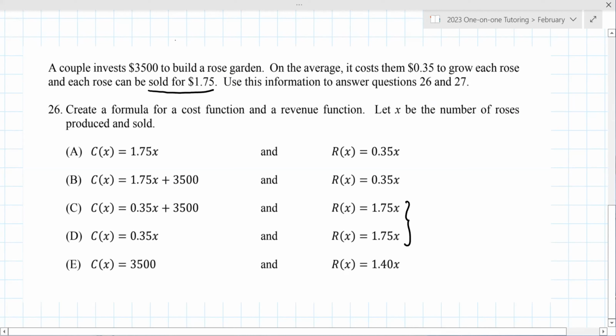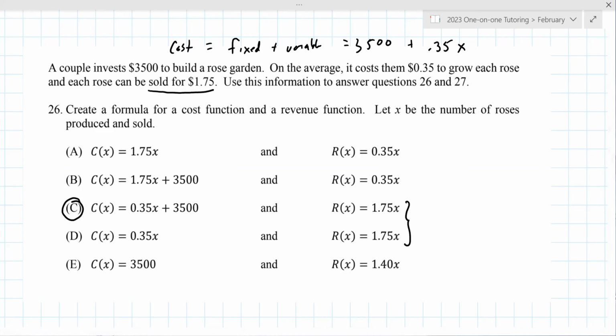So the cost, we saw some problems like this for your homework. It's the fixed plus the variable cost. So the fixed cost here is 3,500, and the variable cost is the 0.35. Okay. So that translates to a one-time charge of 3,500 plus 0.35x, or letter C. Is that reasonable? Yes. Okay. You're going to do more with revenue and cost in future units, so just be aware of that.